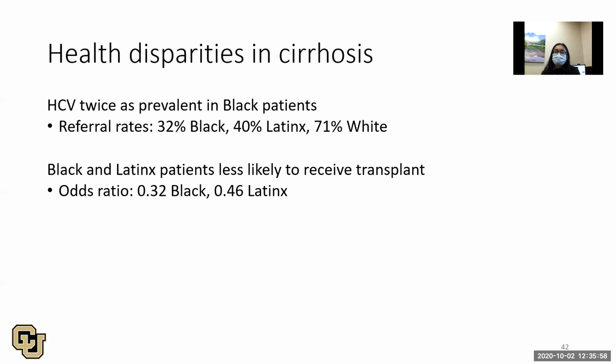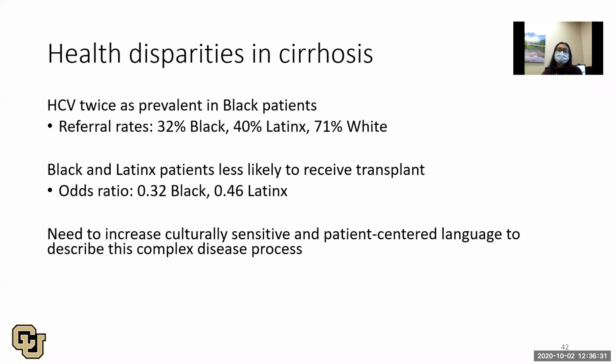Black and Latinx patients are less likely to receive transplant, and so the odds ratio if you're Black is 0.3 and Latinx is 0.4, so less than half, and those are really bad stats, right? So again, in the inpatient setting, when somebody's sitting in front of you with a massive variceal bleed, transplant is the last thing on your mind. But if you make your assessment and plan section the same every time and either template it or make it a dot phrase, then this is something that you won't forget to think about and bring up with the patient, at least on discharge. And then finally, we need to make sure that we're using culturally sensitive and patient-centered language.